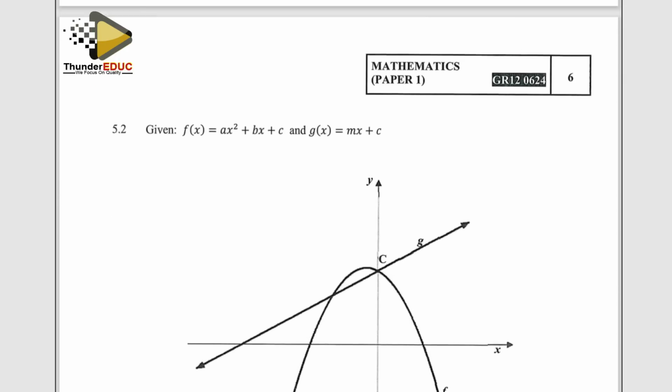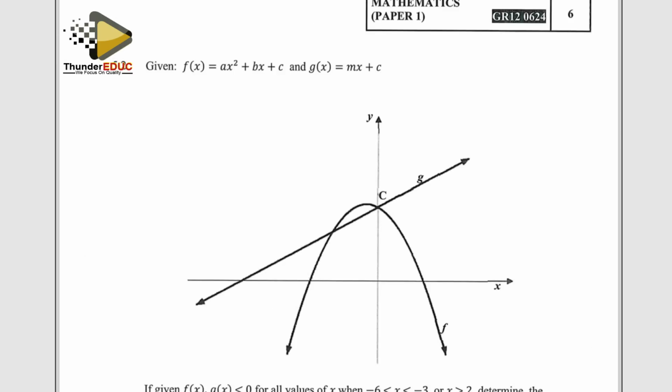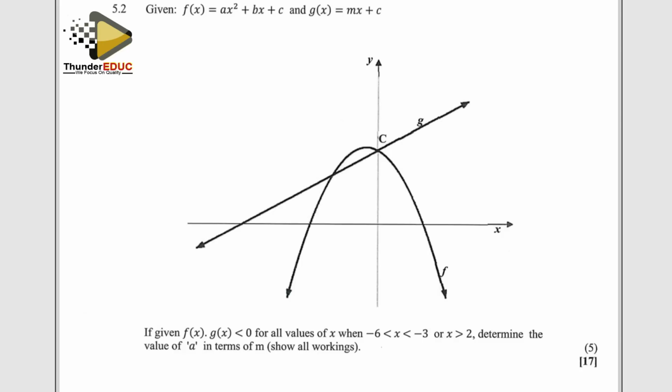Then 5.2, this one. If f of x is x squared plus bx plus c, and then g of x is mx plus c. If it's given, okay, let's analyze this graph, that f of x times g of x is less than 0. So which means this can be a plus and a minus, or this can be a minus and a plus. One is below the x, the other is above. Okay, this is possible for values between -6 and -3, or when x is greater than 2. Determine the value of a in terms of m.